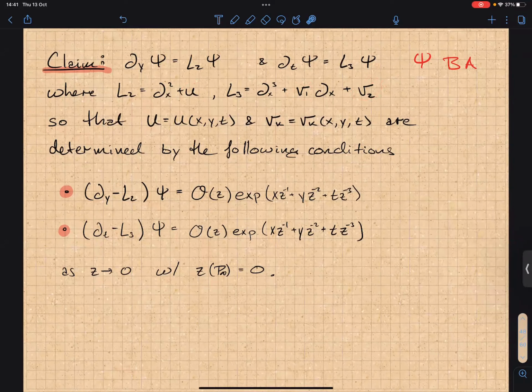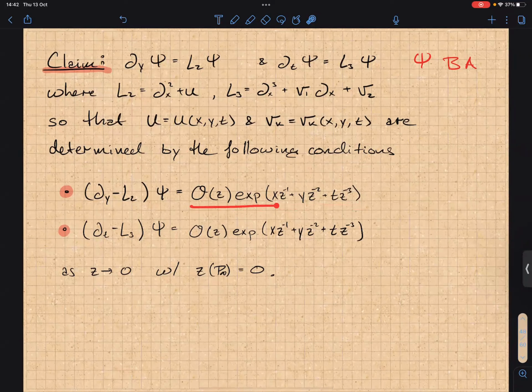But actually the coefficients are determined by the Baker-Akhiezer function psi, and they're chosen in a way that the asymptotic behavior of the Baker-Akhiezer function after we apply this differential operator is given by this expression.